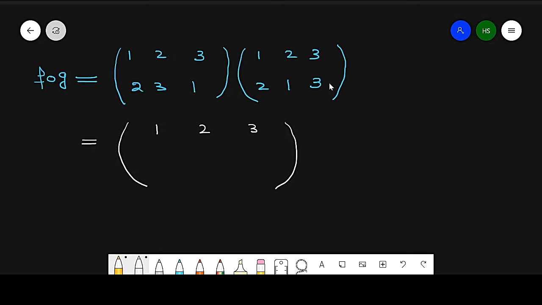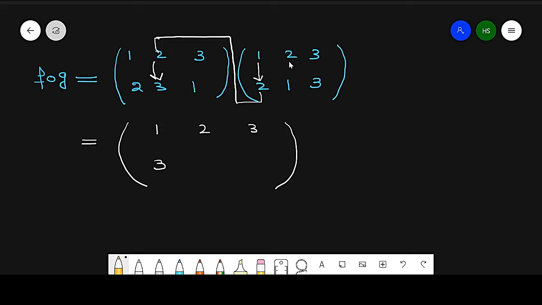Now check. Start from the right hand side. So 1 goes to 2. Now shift to the next permutation. So in this way shift to the next, which is 2. Now 2 goes to 3. It means 1 goes to 3.